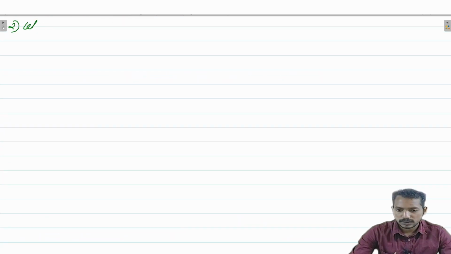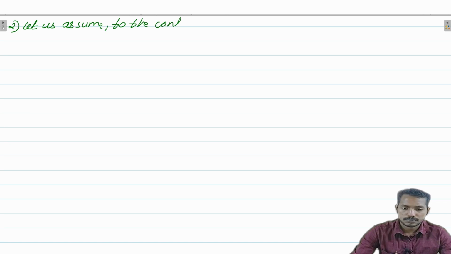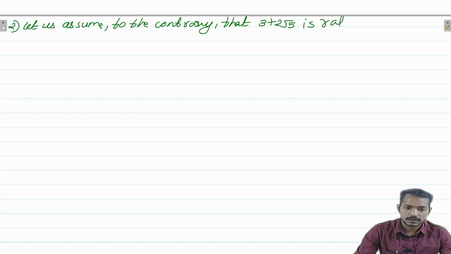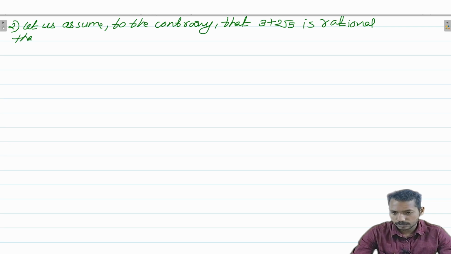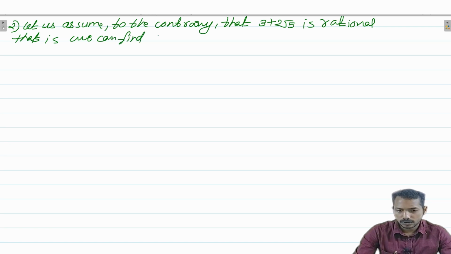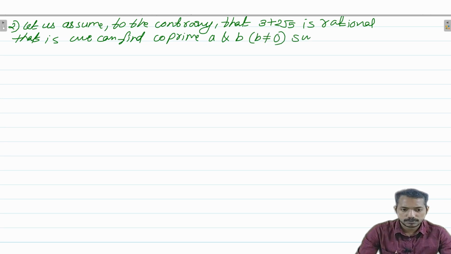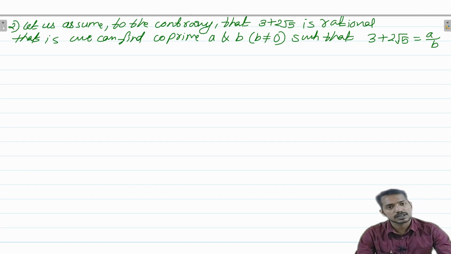Question number 2. Let us assume to the contrary that 3 plus 2 root 5 is rational. That is, we can find coprimes A and B. B should not be 0, that is a very important condition, such that if we are assuming it is rational, then we can write 3 plus 2 root 5 is equal to A by B. If it is rational, we can write it in this form.